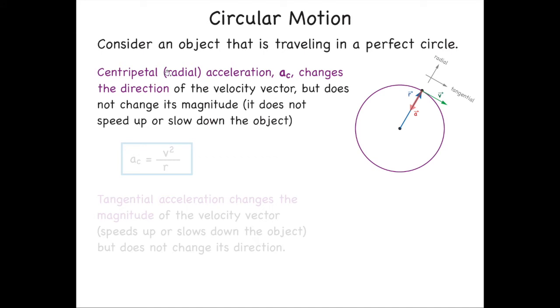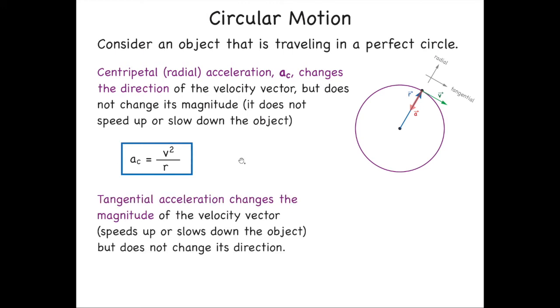So here's a key concept. Centripetal acceleration, the acceleration that's in the radial direction, only changes the direction of the velocity vector. It does not change the magnitude. That means it does not speed up or slow down the object. So the role of centripetal acceleration is to change the direction of an object. The role then of tangential acceleration is to change the magnitude of the velocity vector.